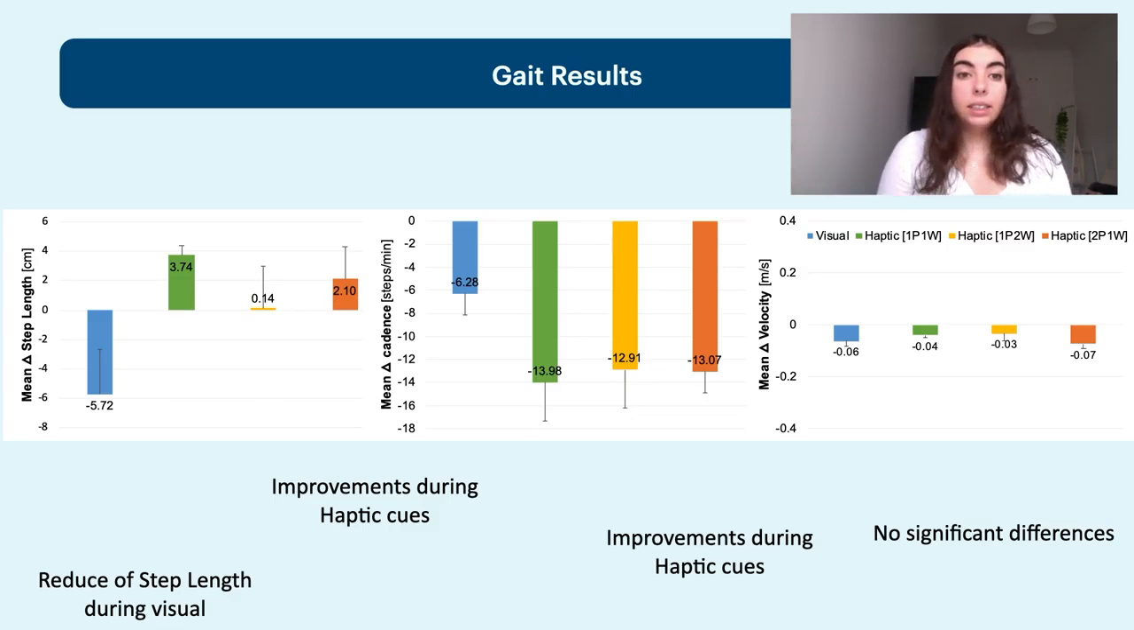Once again, it is important to mention that our main objective concerning gait is to improve it. This means fewer but longer steps. Therefore, we aim to get an increase in step length and velocity but a decrease in cadence.